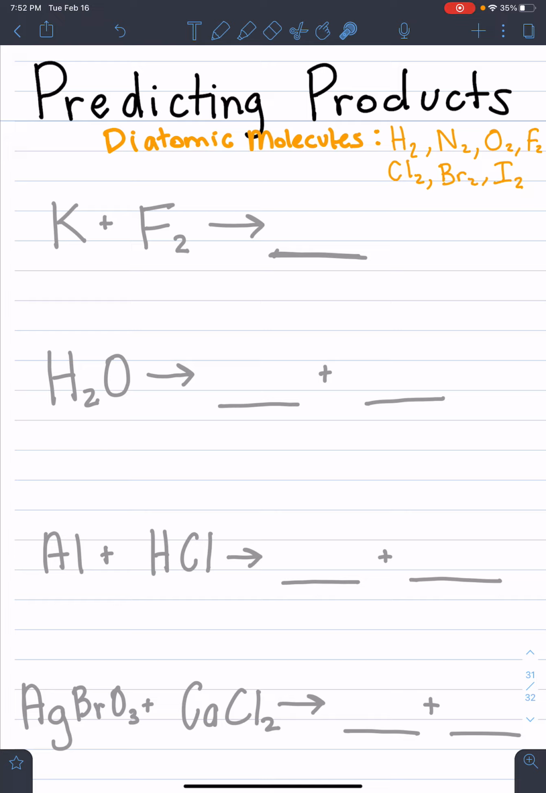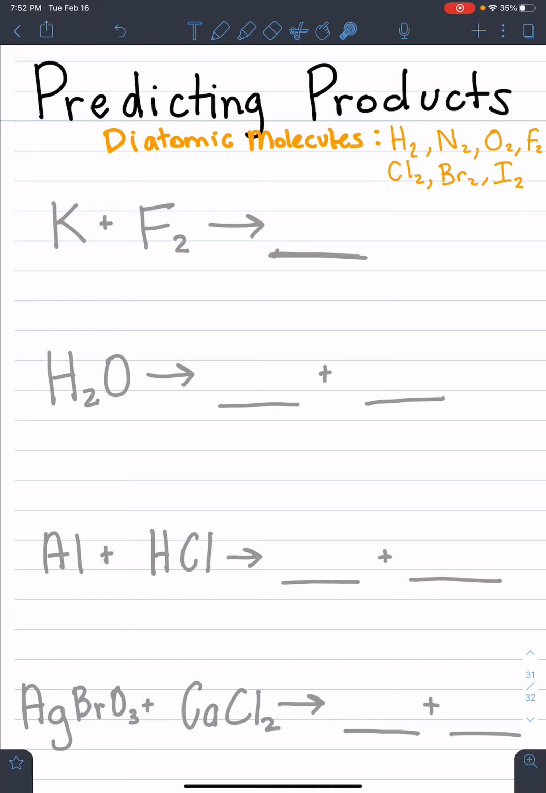You could also go with me and just pause before I talk about each equation, write it down, and then unpause, listen, pause again, write down the equation, unpause, listen, if you'd like to do that. Anyways, but make sure you have your paper out, write down predicting products. We're going to use this section later, the diatomic molecules, so don't worry about that right now. And write down this first equation.